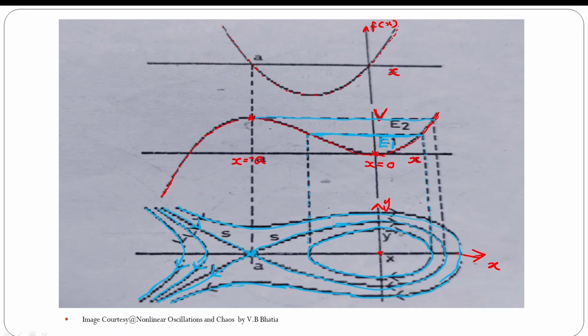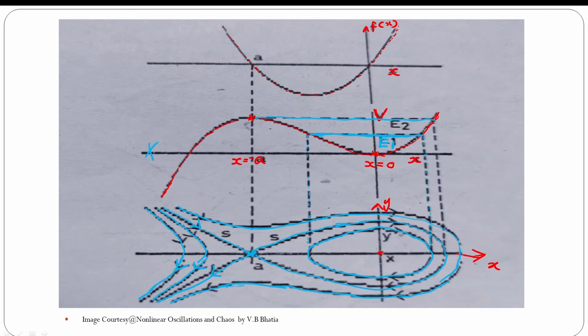If the energy is less than E2, it will oscillate in this potential, and for very small values of energy it becomes simple harmonic oscillations. And if the energy is greater than E2, it may overcome this potential and go to the unstable case. So if it starts from this region, the trajectory is hyperbolic, you can see this.